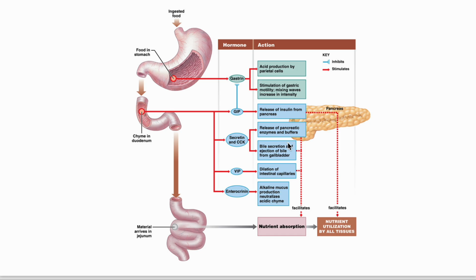Also, you can see that some of these things, right, because of the enzymes and the bile, are going to help facilitate nutrient absorption, because what these enzymes and buffers and bile are going to do is help us break down our important macromolecules like proteins, like fats, like carbohydrates, so that we can get them to a size and shape that we can actually absorb. So super important. So this is all of the hormones. We definitely want to know each of these hormones, what causes them to be released, and what their action is.